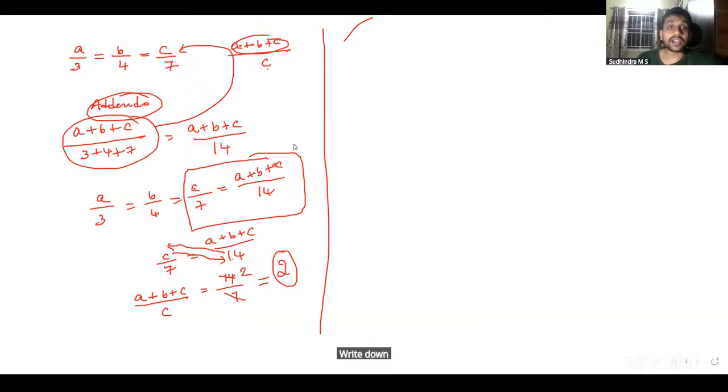Write down. A dealer mixes tea costing rupees 6.92 per kg with tea costing rupees 7.77 per kg.